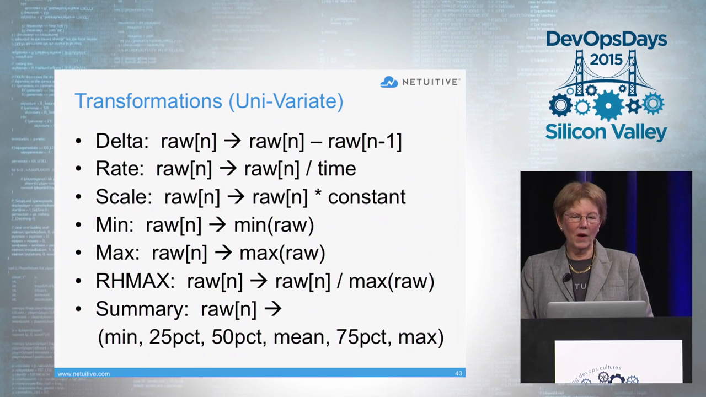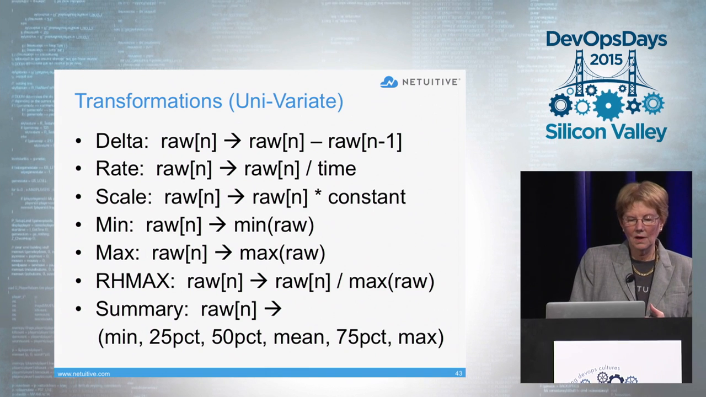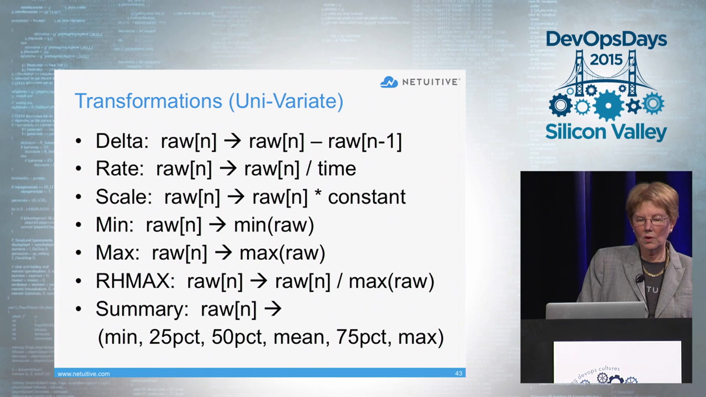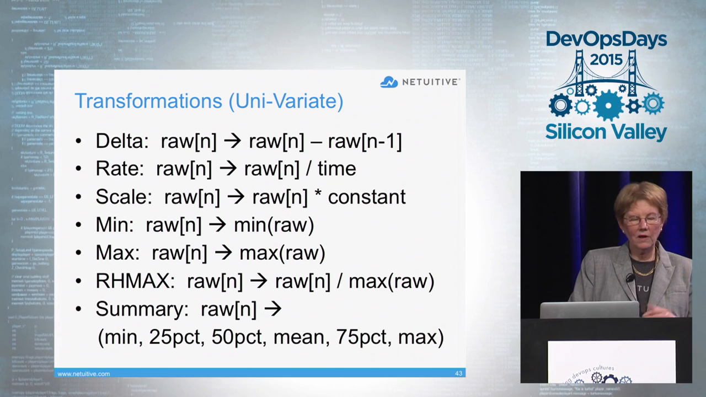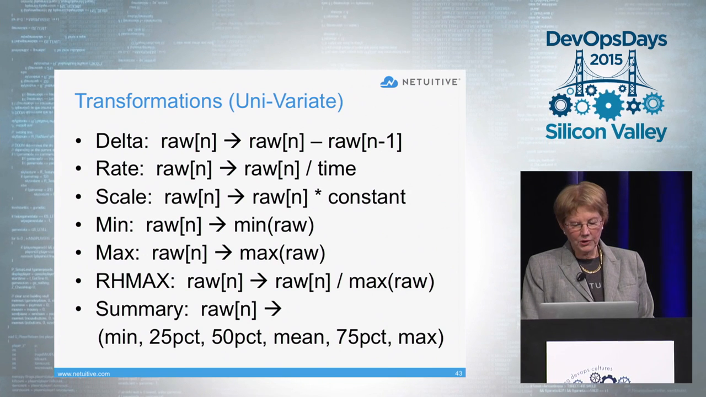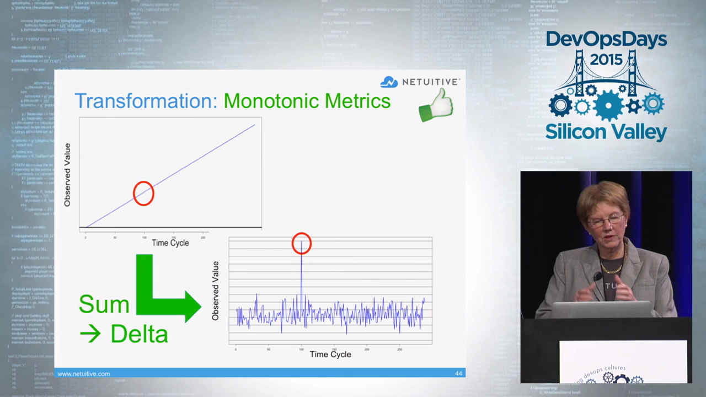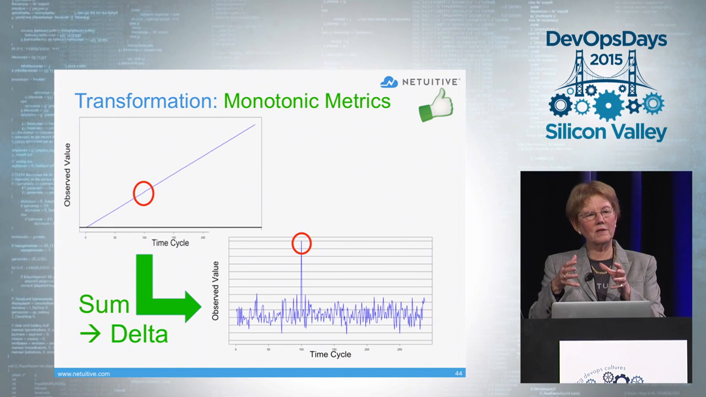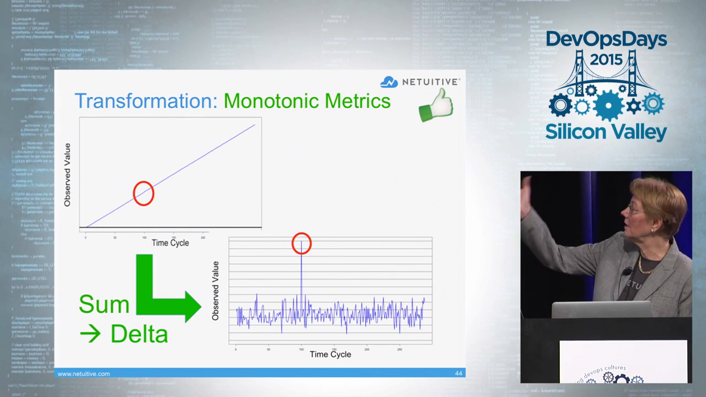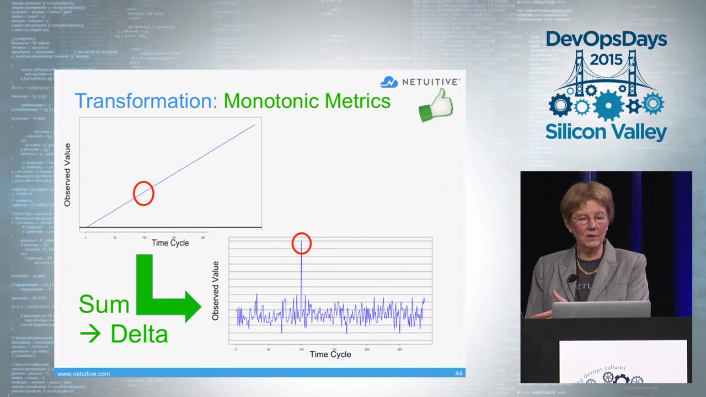Okay, the last one I'll talk about of the deterministic techniques is transformations. These are usually simple functions that are used to convert the incoming data to something that's more usable. I'll look at one in particular. There's a delta function, which is essentially taking the difference between two successive observations. If you apply that to the monotonically increasing metric, then you get something where the anomaly is pretty obvious.